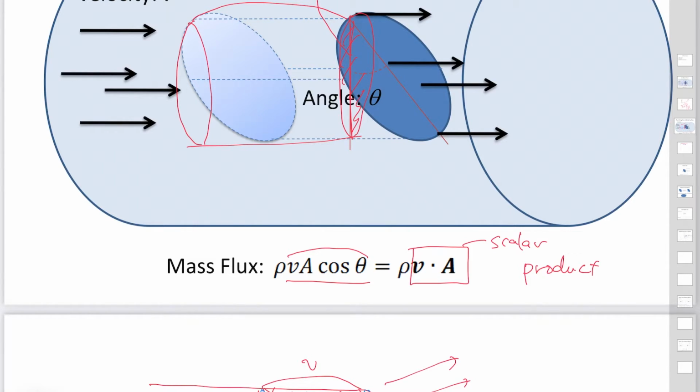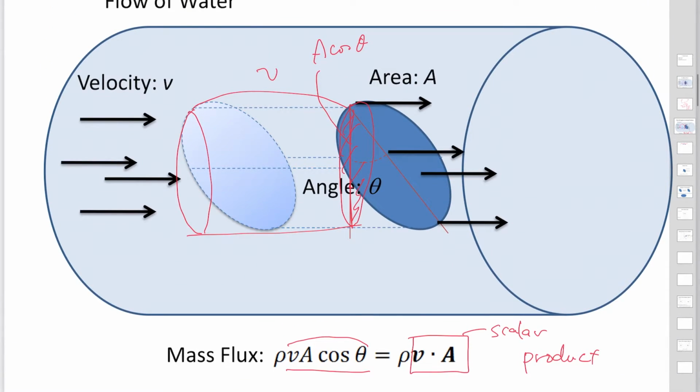But in this case, we have to define the direction of A. The direction of A is perpendicular to the area. Then take the scalar product of A and V. This is the velocity V. You can calculate V dot A, which becomes V A cosine theta. So to calculate the flux, you need to calculate the scalar product V dot A.